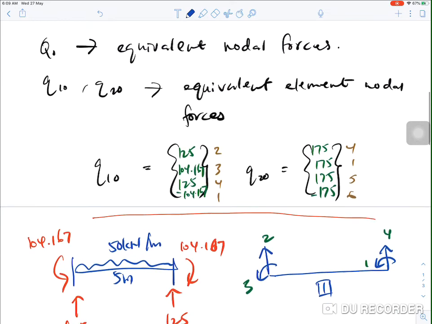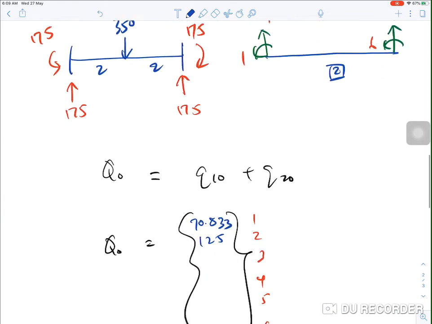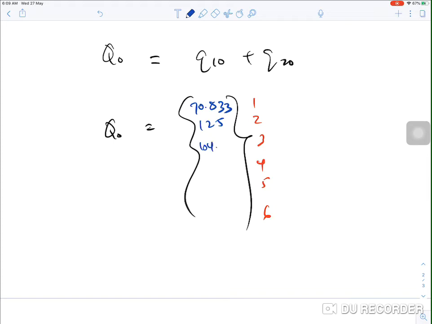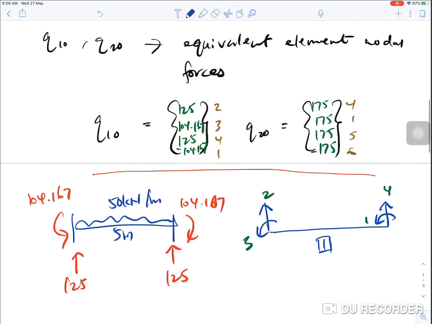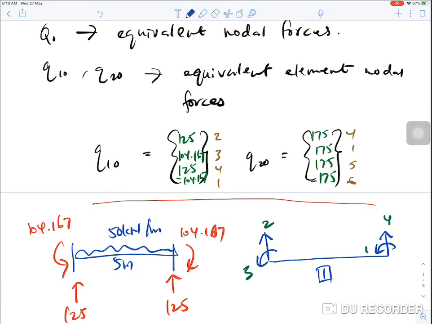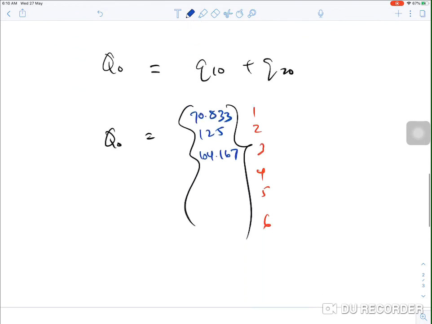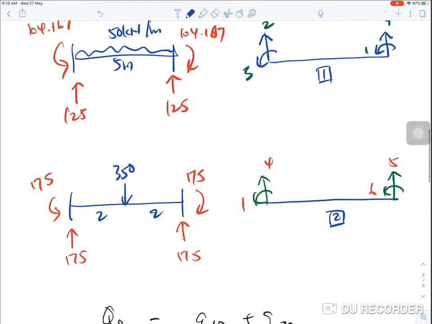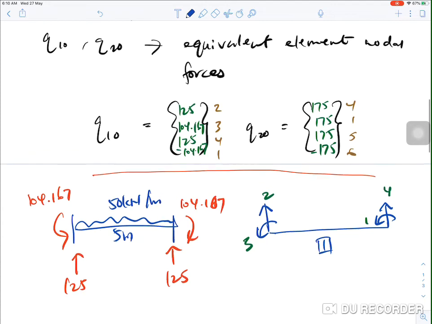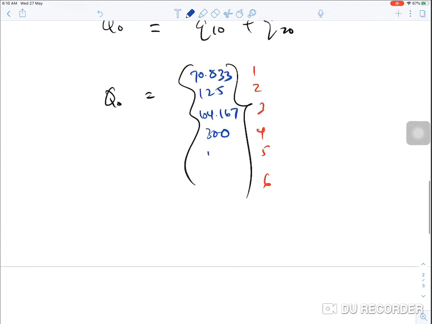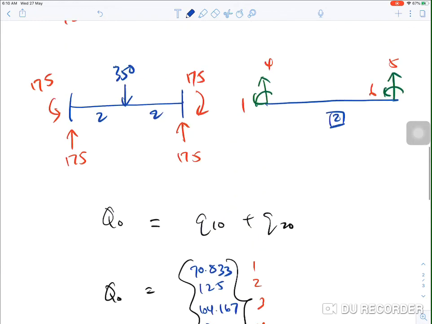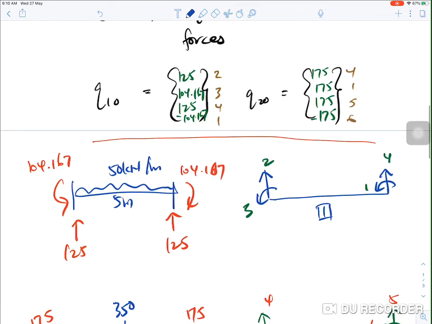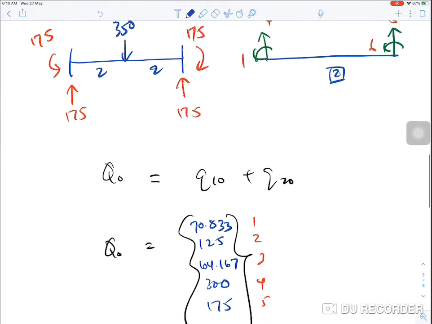Position number 3 is 104.167. Okay, position number 4 is 125 plus 175. It is 300. Position number 5 is 175, and position number 6 is negative 175.